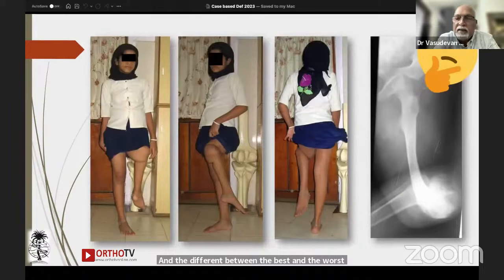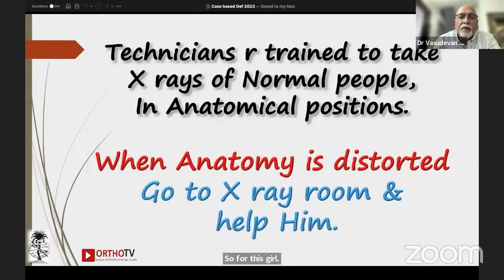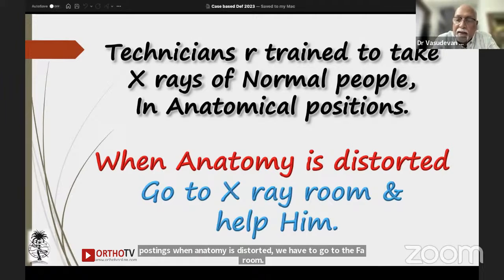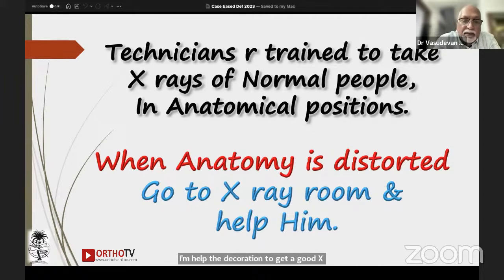So for this girl, with this X-ray, I cannot do anything. Technicians are trained to take X-rays of normal people in anatomical positions. When anatomy is distorted, we have to go to the X-ray room and help the technician to get a good X-ray, because ultimately the X-ray is for us, not for the technician.